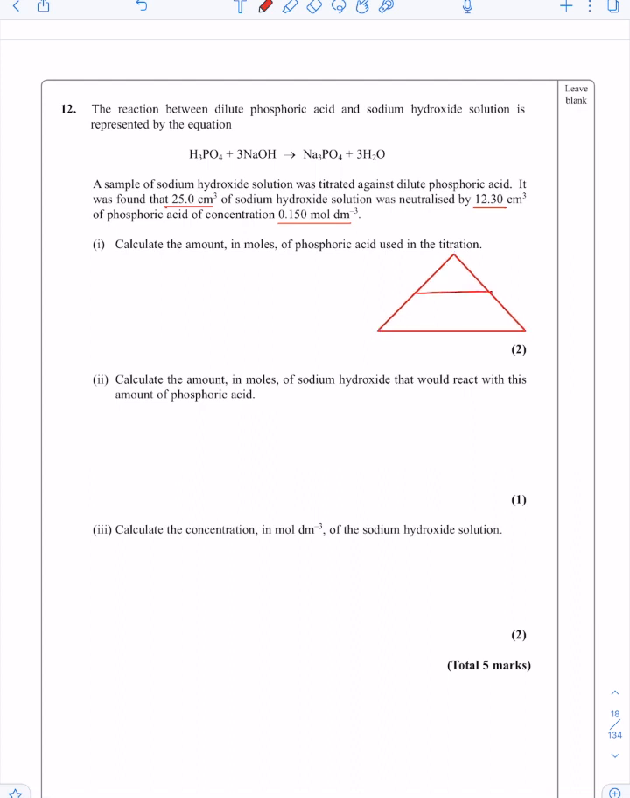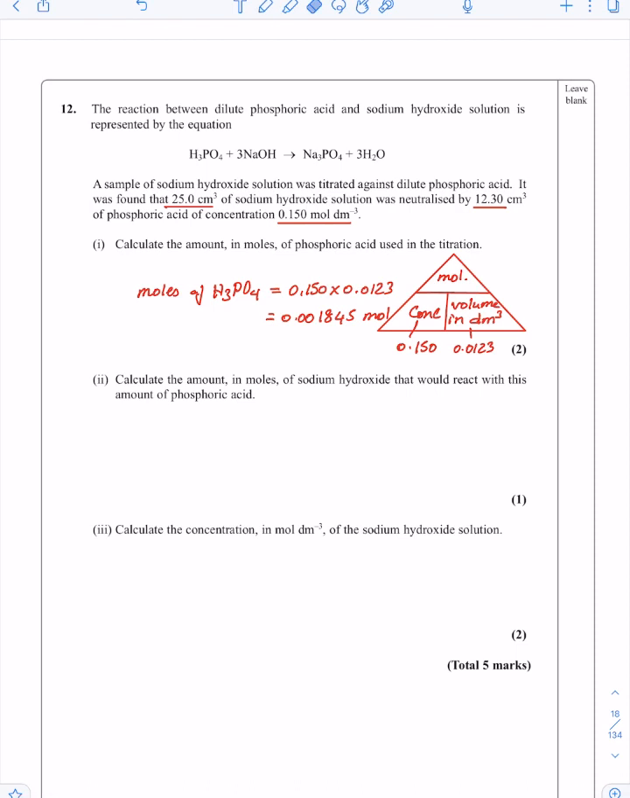The formula for concentration says that concentration is equal to moles over volume in cubic decimeters. So to get the moles of phosphoric acid, moles of H3PO4, I multiply the concentration 0.150 times the volume, 12.30 divided by 1000, which is 0.0123 cubic decimeters. So 0.150 times 0.0123 gives us 0.001845 moles.